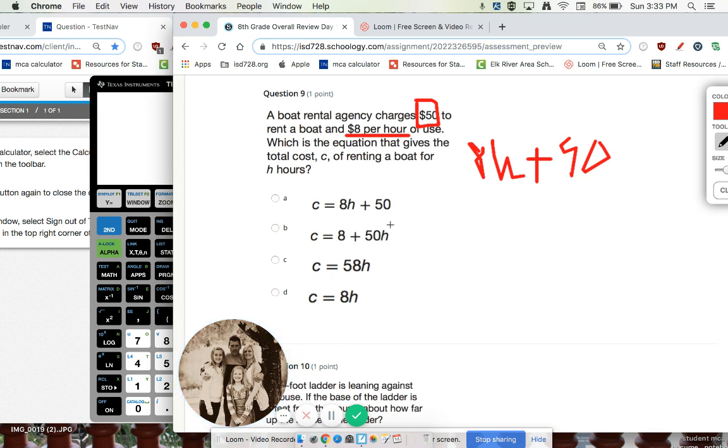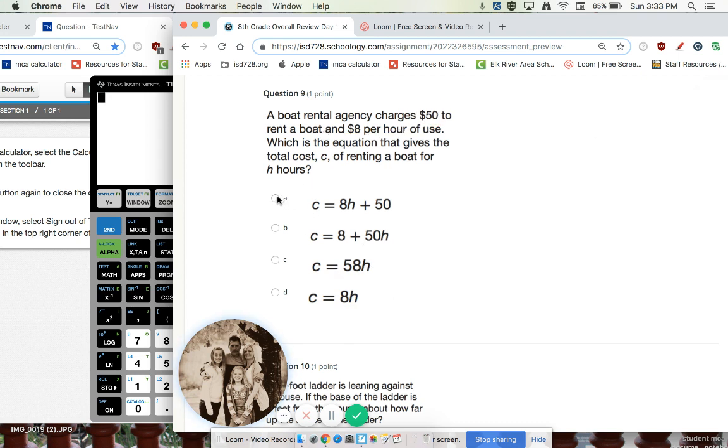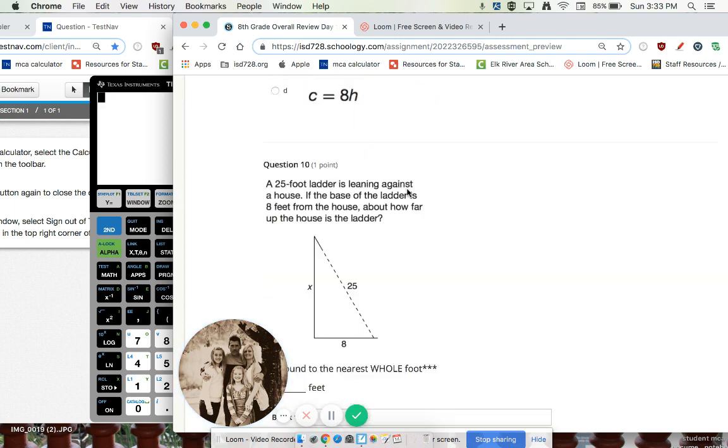This one right here says it costs you $50 each hour. It's not just a one-time fee. This one says that each hour costs you $58, and that's not true. This one says that it's only $8 an hour and it doesn't count the one-time charge. So the only one that shows the one-time charge is that first one.